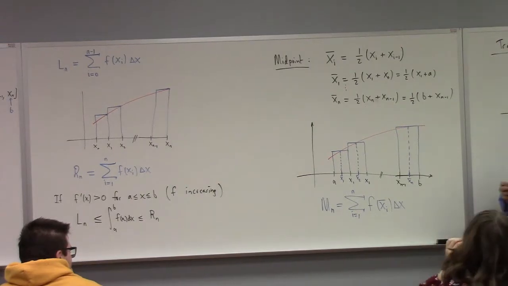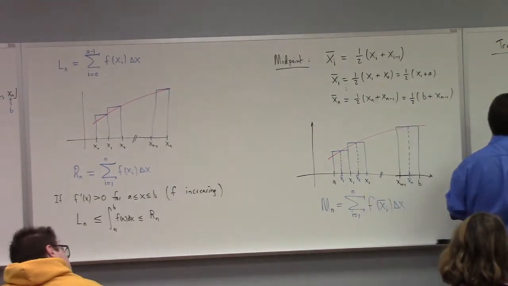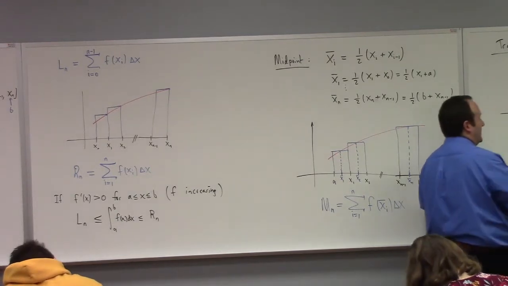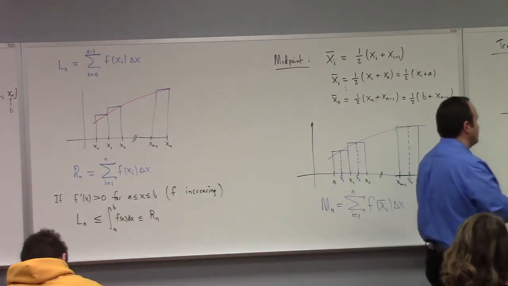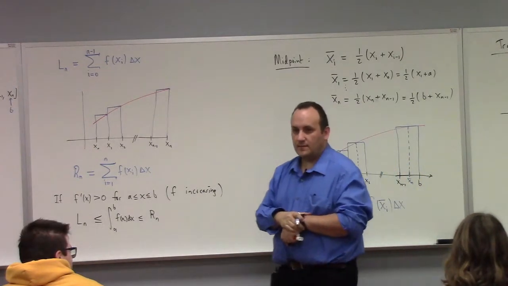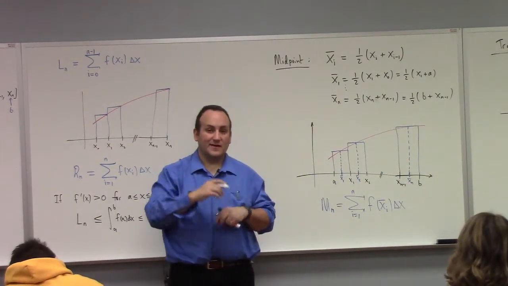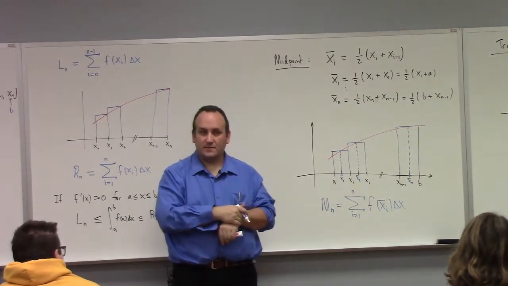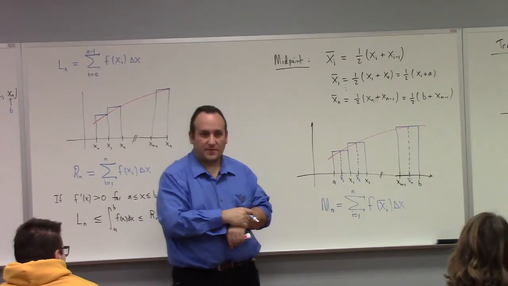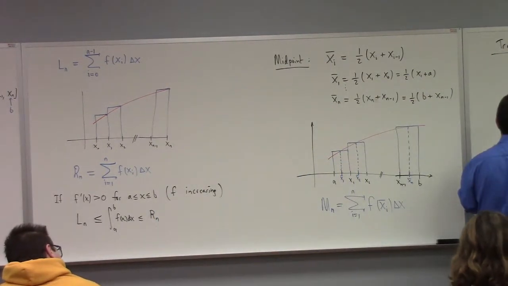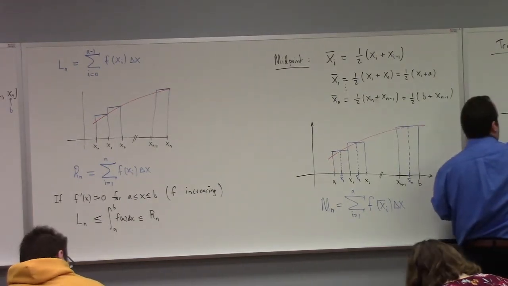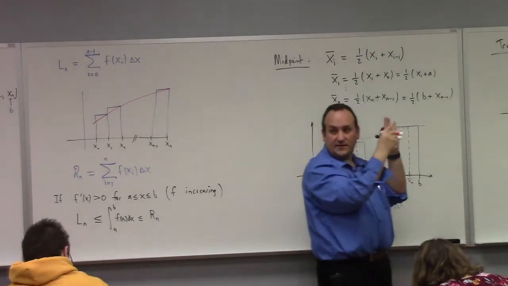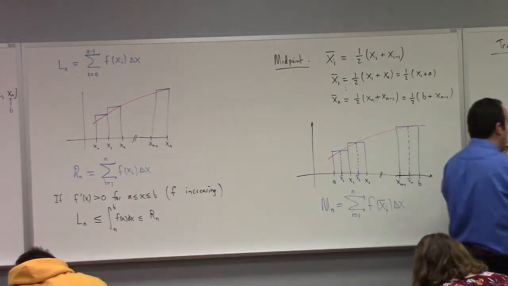So what's the area? Let's say area one. What's area one equal to? Do you know how to get the area of a trapezoid like that? What you do is you take the average height and multiply by the width. Does that make sense? If you think about it, I'm going to say 1 half of f of x1 plus f of x0, that's the average height, like right in there. So if I do that times the width, that gives me the area. Does that make sense?